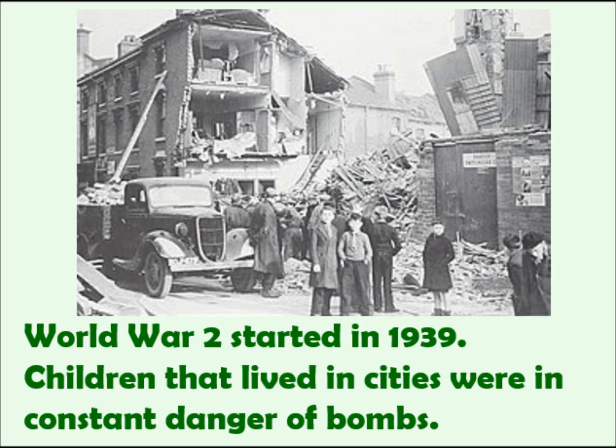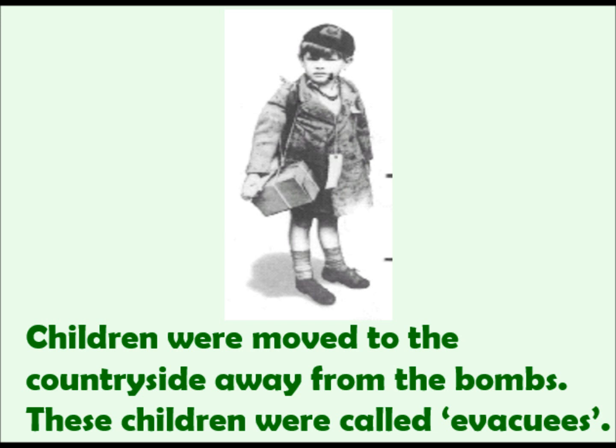So, as we know, World War II started in 1939. The children that lived in the cities were in constant danger of bombs. We know that when Hitler started his Blitzkrieg campaign against Britain, he was dropping a lot of bombs on the cities, and that's why they had to do their blackout to keep them safe. So the government decided to keep children extra safe. We need to take them to the countryside. So the children were moved to the countryside away from the bombs, and these children were called evacuees.